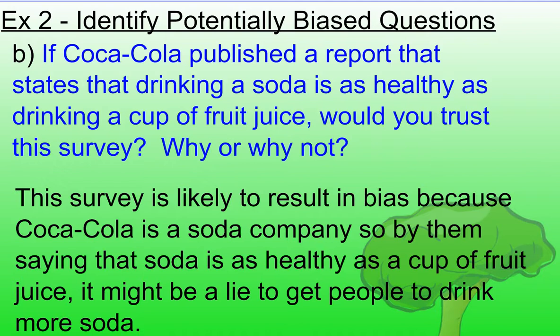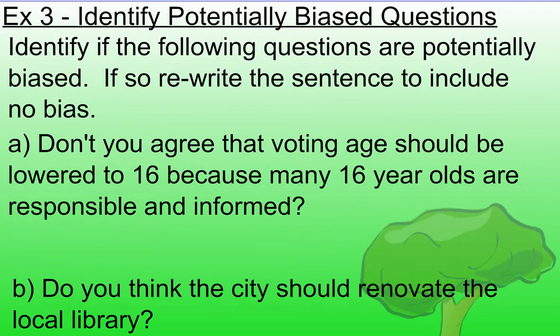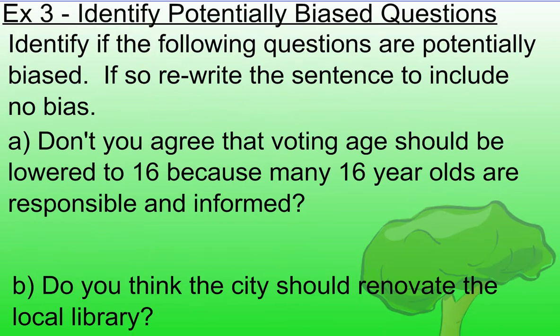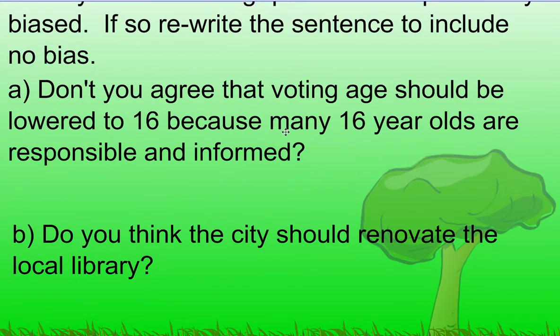Now, the third and final type of problem is again trying to understand some bias. So these questions themselves might be biased. It says, identify if the following questions are potentially biased. If so, rewrite the sentence to include no bias. So the first question says, don't you agree that the voting age should be lowered to 16 because many 16-year-olds are responsible and informed? Well, that sounds like a leading question.